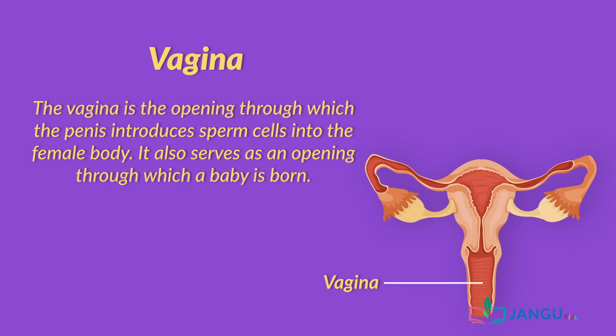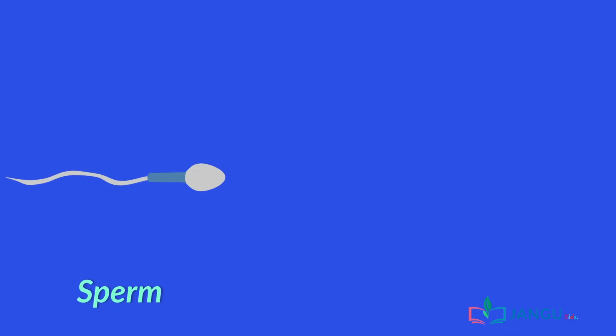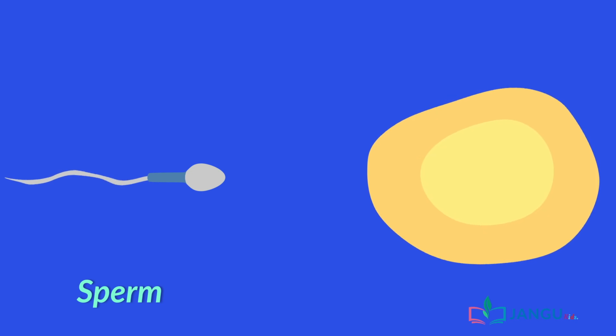So you ask yourself, how does reproduction work? Well, the process of reproduction in humans takes place between males and females. The male produces the male gametes called sperm. The female produces the female gametes called the ovum or egg.